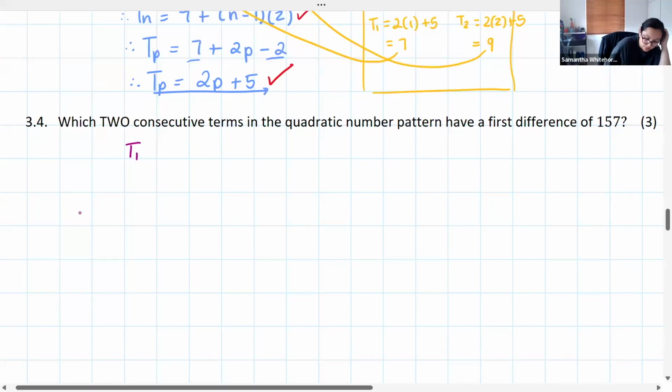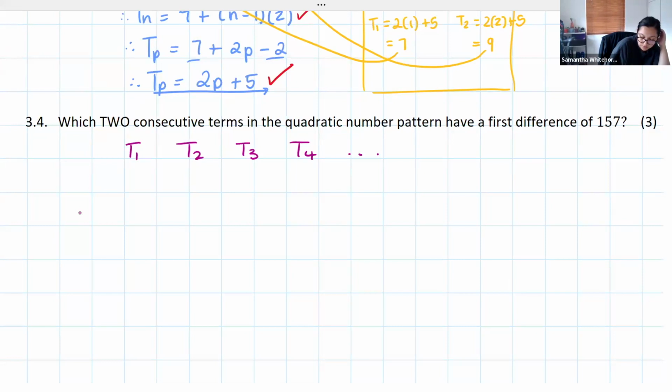So remember, you have term 1, term 2, term 3, term 4, and so on. Between those terms, we have a difference. So this was 7, the next one was 9, the next one was 11. This is because we now know what the linear pattern was. The question is asking me between which term, let's call it Tn, and the next term, which would be Tn plus 1, because it's the one after, will there be a difference of 157?